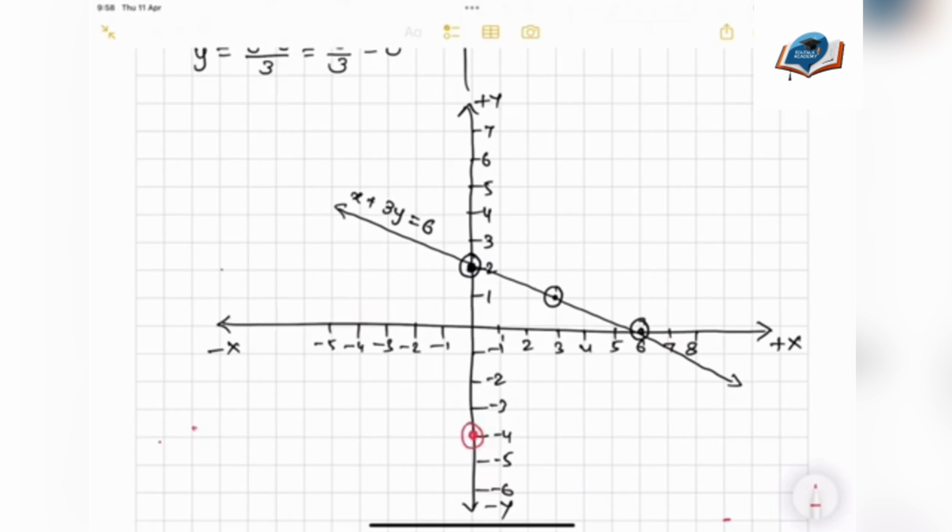Now the first point was (0, -4), so I am plotting that with red ink. The second point was (3, -2), and the third point was (6, 0). Now I am joining that. I am naming the equation first: 2x - 3y = 12.